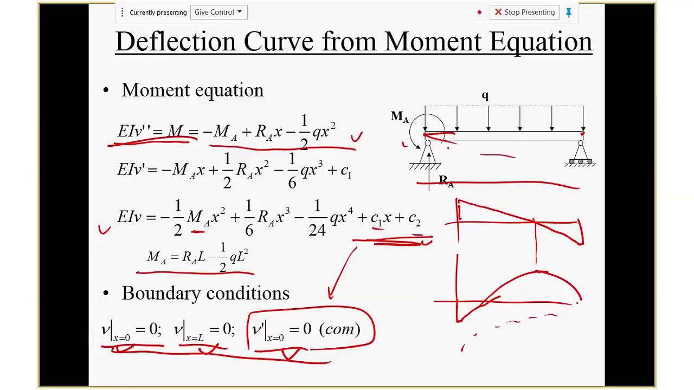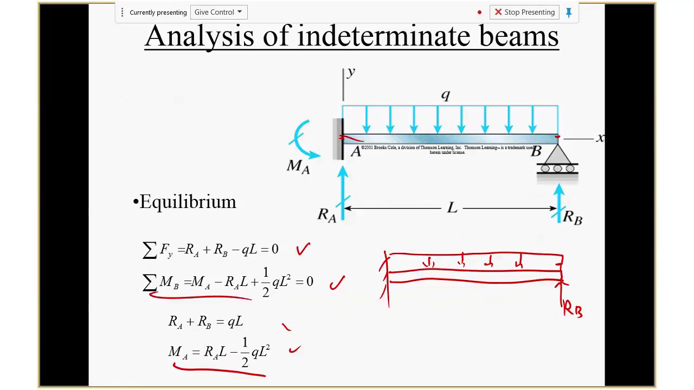Instead of saying that the angle theta at that point is 0, you say that the deflection at that point is 0? Yes. Short answer is yes. Anyone got it? What's the process?